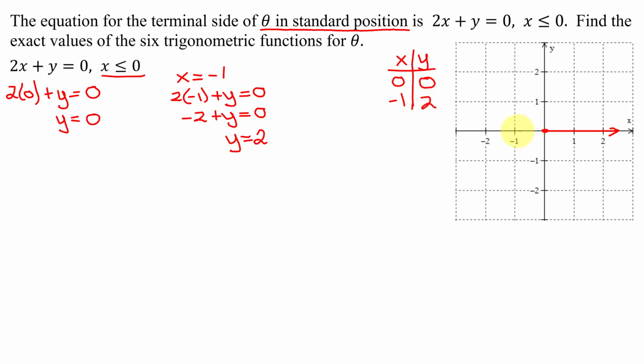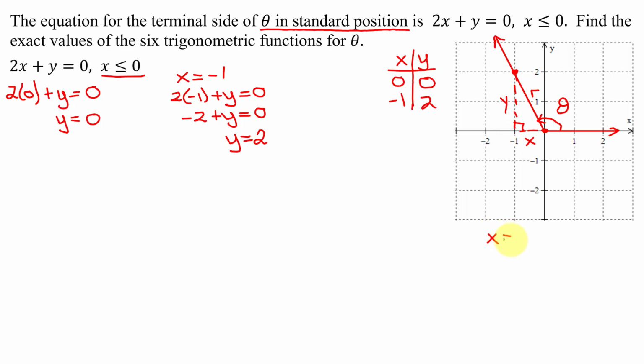Plotting this point, left 1, up 2. There's the point -1, 2. Now I can draw the terminal side starting at the origin going through the point that I just found. Here is my angle theta. And remember the little right triangle associated with that? This is y, this is x. I need to find r.